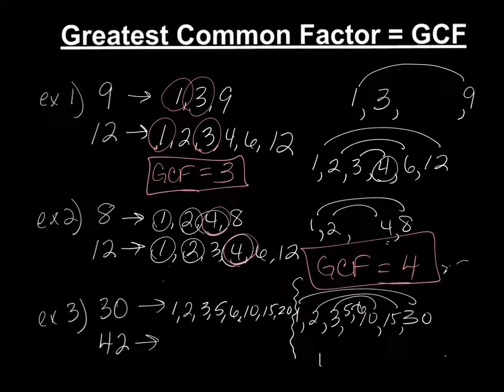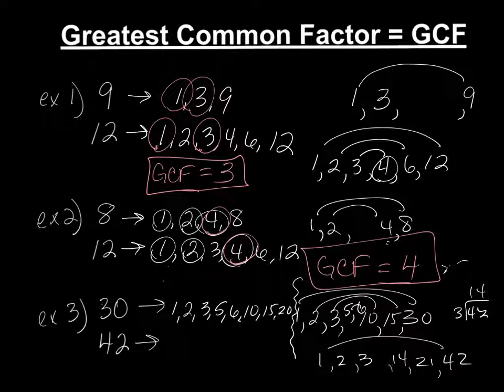If I repeat the process for 42, 1 times 42 is 42, 2 times 21 is 42, 3 goes into 42. If I'm not sure, I can always calculate to the side, 14 times. So 3 times 14. 4 does not go evenly into 42 because I know it goes into 40, and 42 is only 2 ones away. 5 does not go in evenly because 42 does not end in a 0 or a 5. 6, however, times 7 also gives me 42.